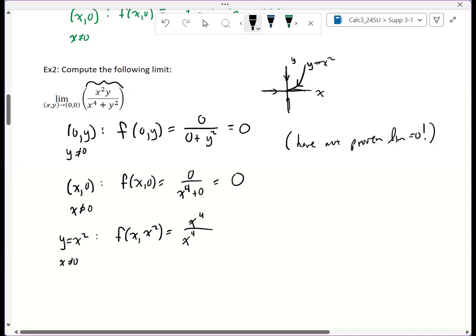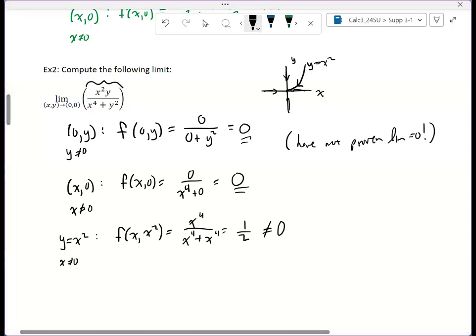Every once in a while, OneNote really, really wants to turn my 4s into 9s, and I'm not sure why. But y squared is x squared squared, which is also x to the fourth, and this is x to the fourth over 2x to the fourth. For x not equal to 0, the x's divide out and give me 1/2, which is clearly not equal to the zeros from up here.